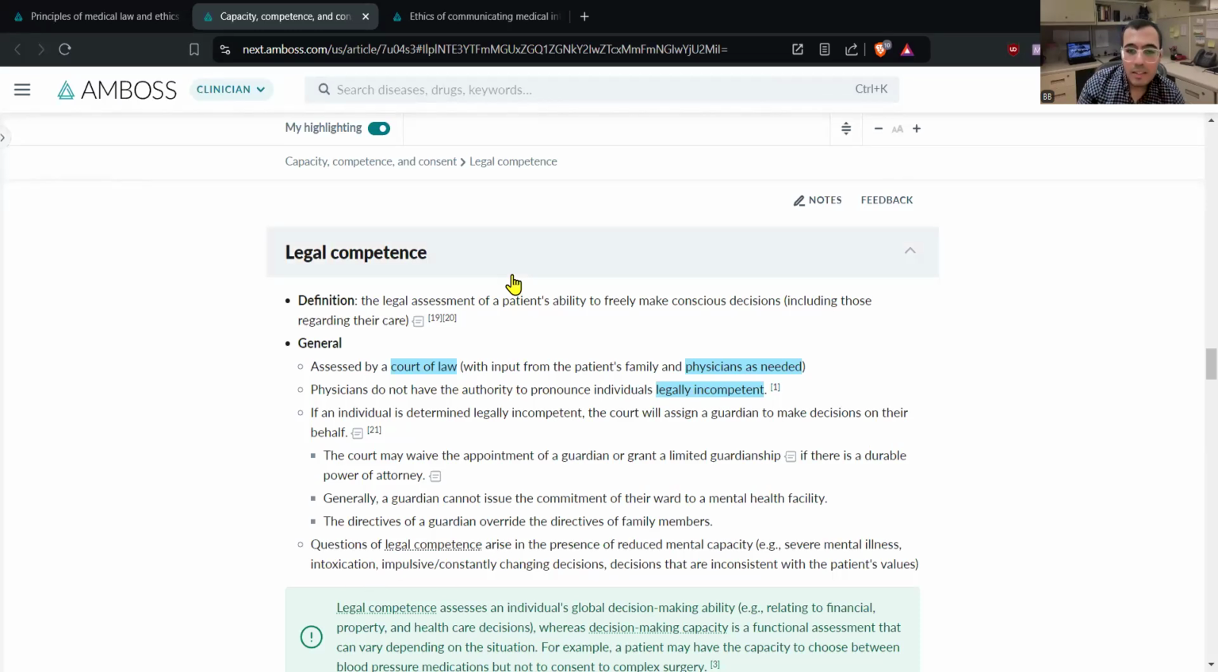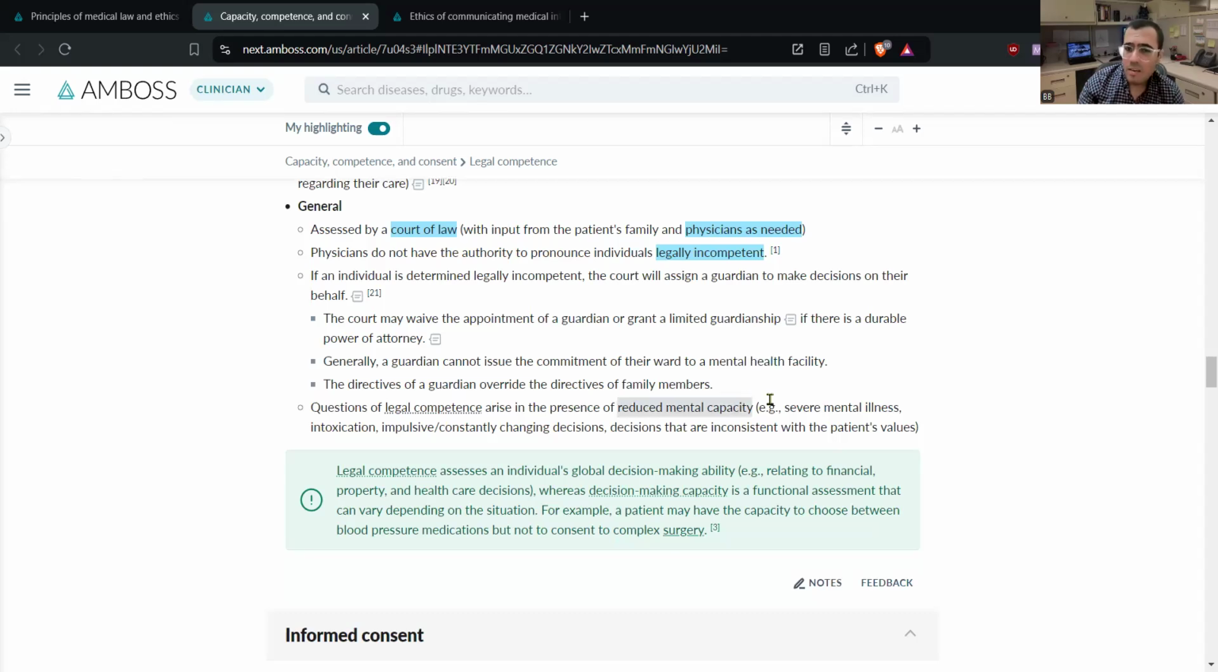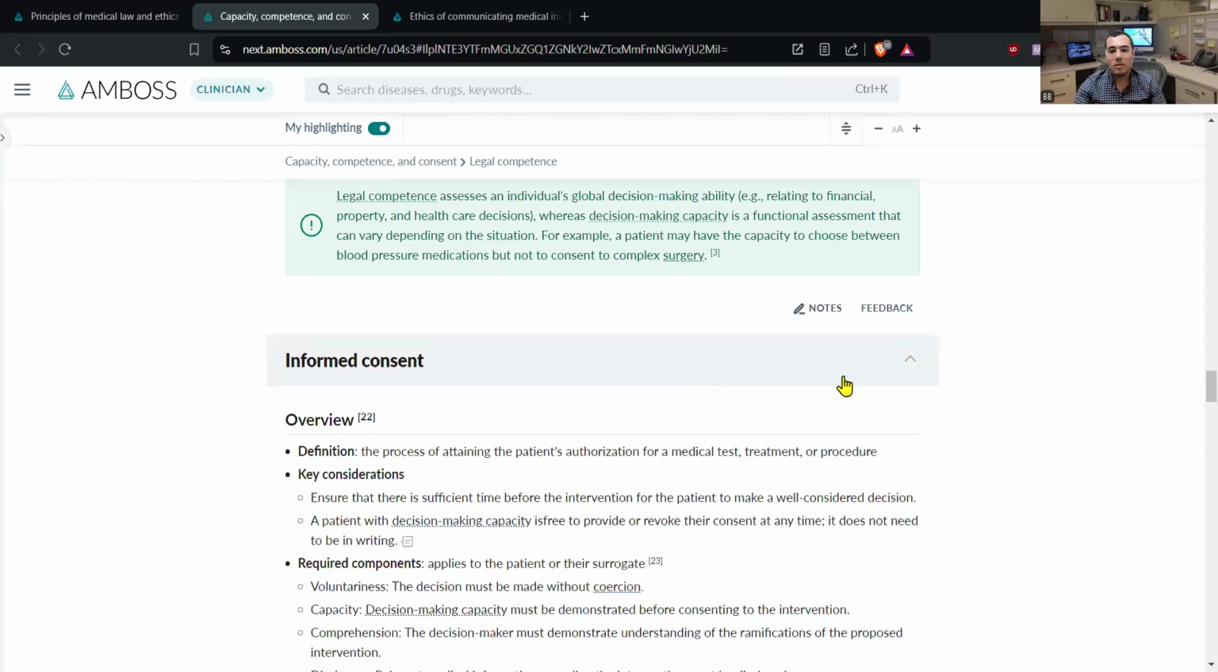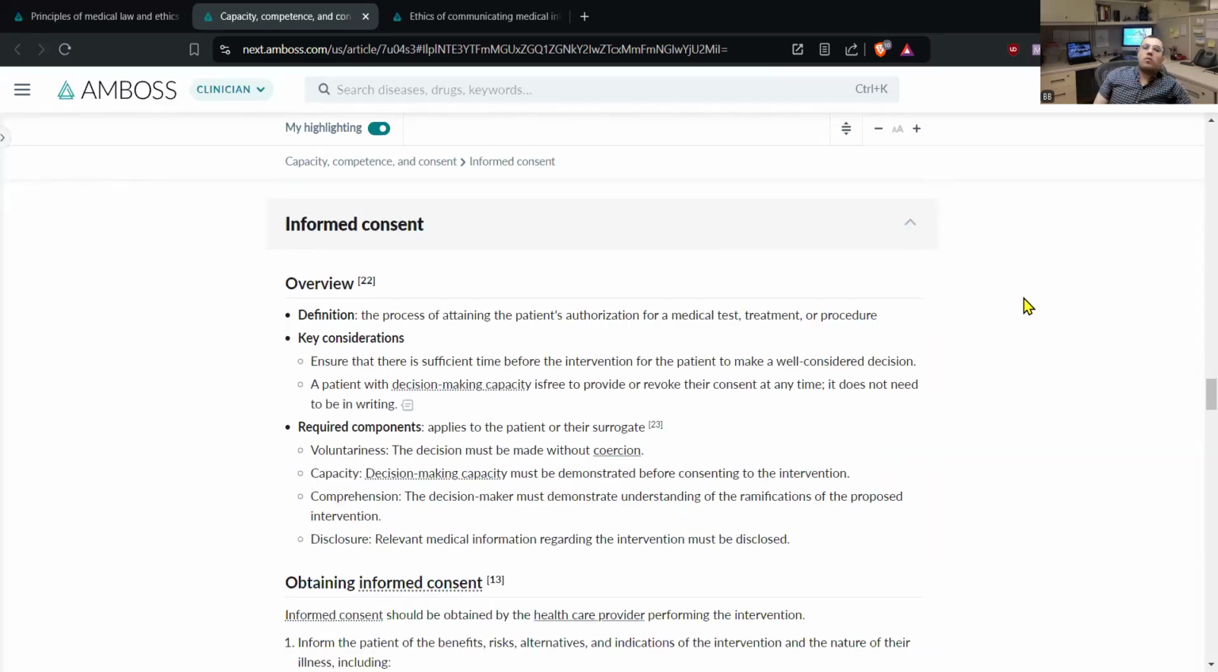Questions of legal competence arise in the presence of reduced mental capacity, like very severe mental illness, intoxication, impulsive or constantly changing decisions, or decisions that are not consistent with the patient's values. Legal competence assesses an individual's global decision-making capacity relating to financial, property, or healthcare decisions, whereas decision-making capacity is a functional assessment that can vary depending on the situation. For example, a patient may have capacity to choose between blood pressure medications but not to consent to surgery. Last topic for today, informed consent.